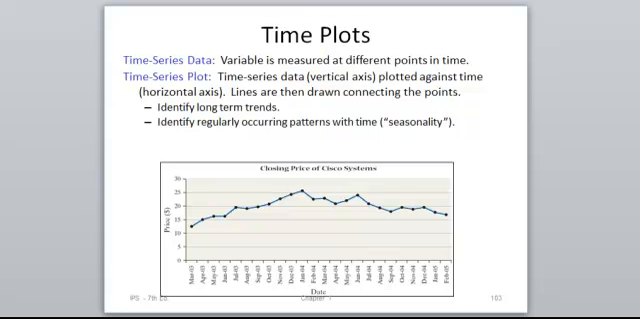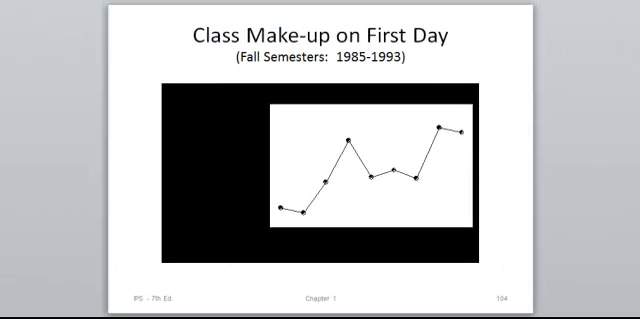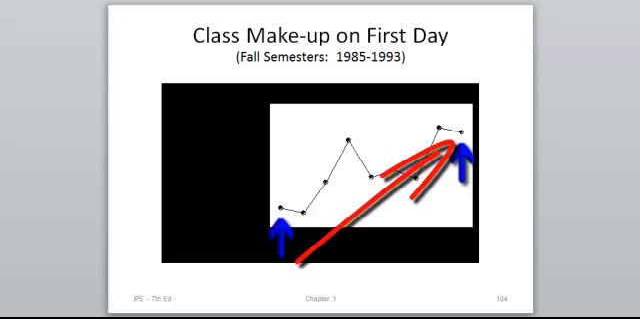Time series data is a variable measured at different points in time. In a time series plot, the vertical axis is plotted against time on the horizontal axis. Lines are drawn connecting the points. We can identify long-term trends and regularly occurring patterns with time. So we can see from August 3rd all the way to January 4th, there's a steady upward trend. From June 04 to September 04, there's a general downward trend. There is no regular seasonal pattern that we can see here, but in little intervals of time we see upward and downward trends. There are lots of ups and downs, but generally it increases, with some downward trends, and no pattern that we see.